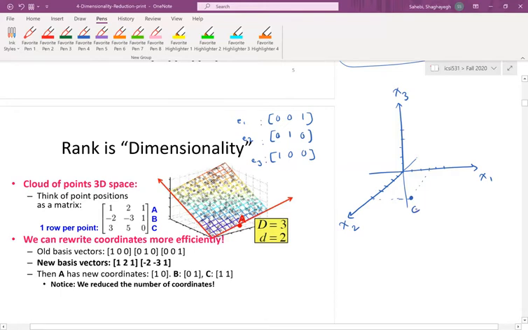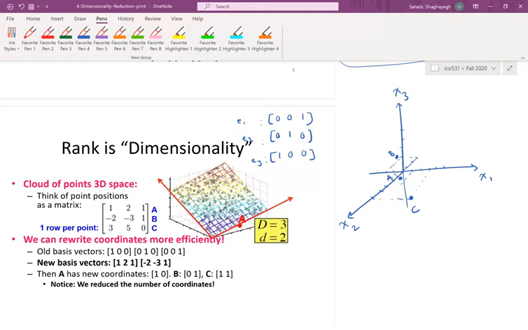Where is B? B is -2, -3, 1. So this is -2, this is -3, and 1 is here. So it's going to be somewhere, for example, here. This is B. And A is 1, 2, 1. So 1 and 2, and 1 here, for example, A. Okay? So this is the representation of my matrix in the original space.